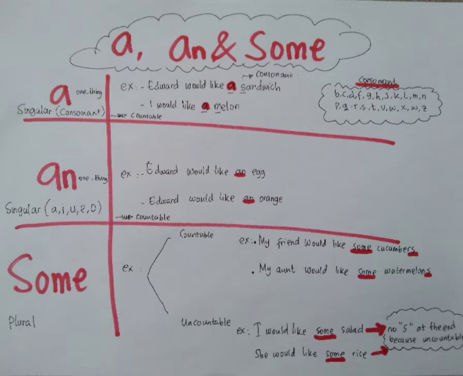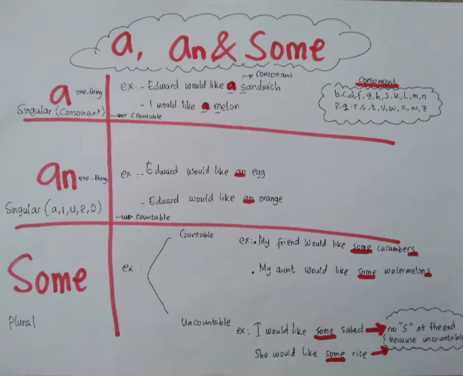So if you find a word that starts with a vowel sound, you may apply an in the sentence. For example, let's see a. Edward would like a sandwich. A sandwich. Why do we use a? Because S is a consonant. And the next example, I would like a melon. Why do we use a? Because M is a consonant too. We only use a for countable nouns.